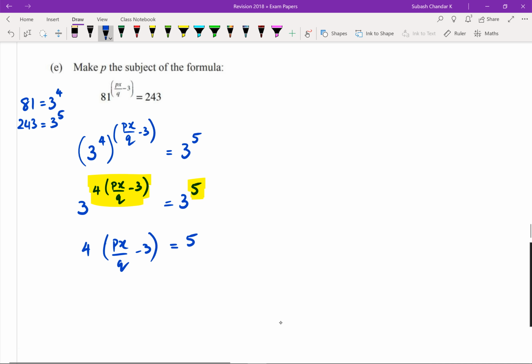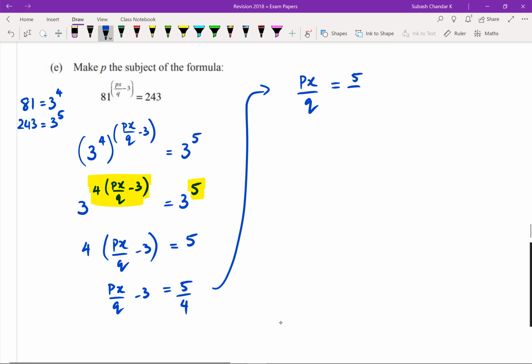And I think once you get here, it's just rearranging to have p by itself. So you've got px over q minus 3 is equal to 5 over 4. And then px over q equals 5 over 4 plus 3. Px over q equals 5 over 4 plus 3 could be written as 17 over 4. And then cross multiply. So you got q times 17, which is 17q, and then x times 4, which is 4x. And that's one way of doing this.